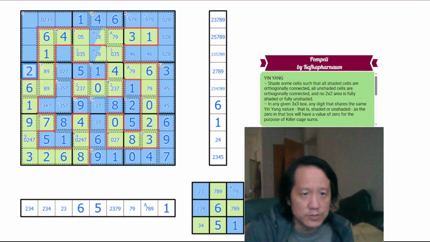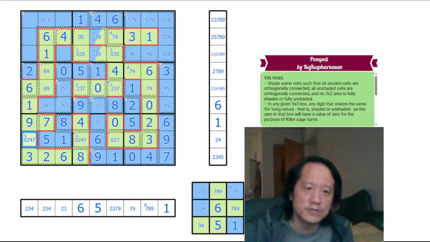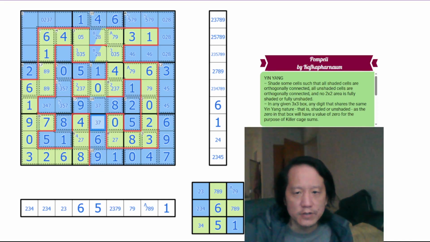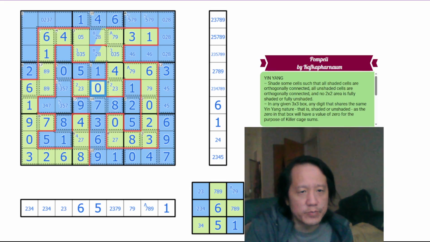So this must be 2 here. This must be 0 here. This has to be 0 here. So this becomes a 2, 7 pair. 7 eliminates 7 here, so this is 3, which makes this 7. This can no longer be 7 here. This is a 2, 3 pair.